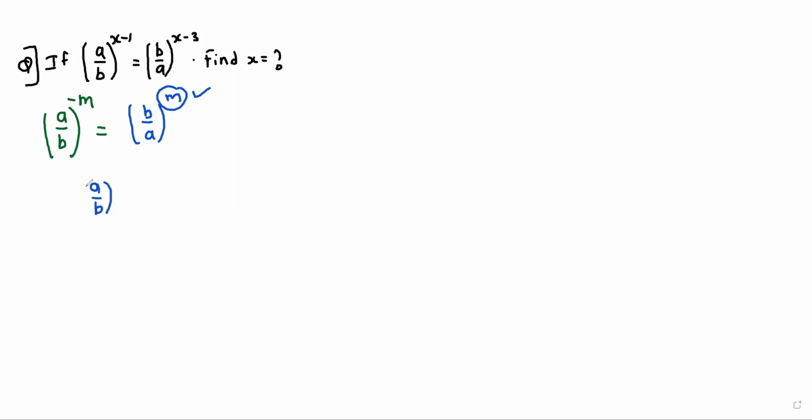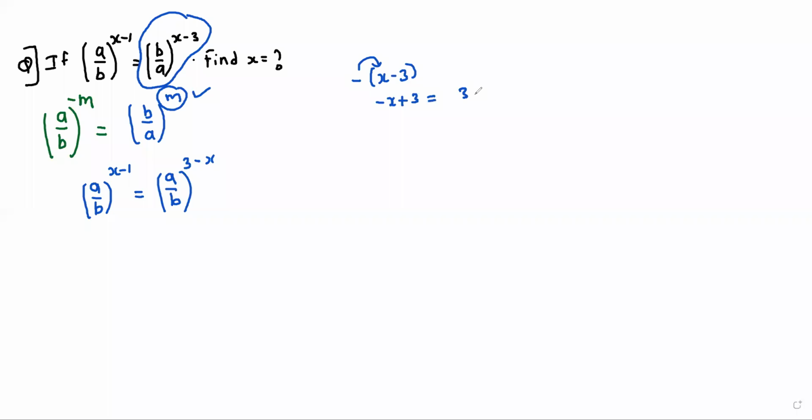The question they have given is (a by b) to the power of x minus 1 and this (b by a). When I write this b by a as a by b, this will become 3 minus x, or I can say this will become minus of (x minus 3). So when I open the bracket, this will become minus x plus 3. That is none other than 3 minus x. So I'm writing like this.